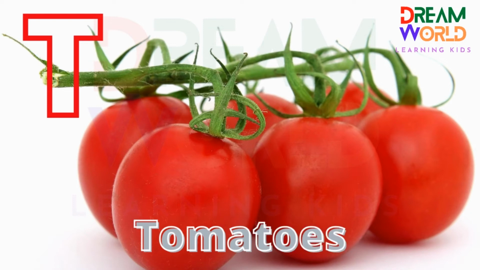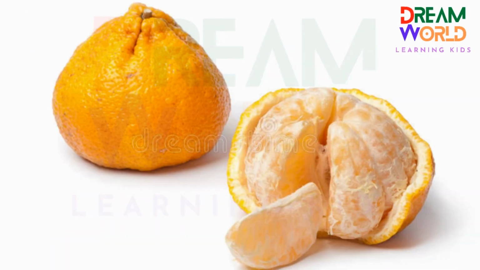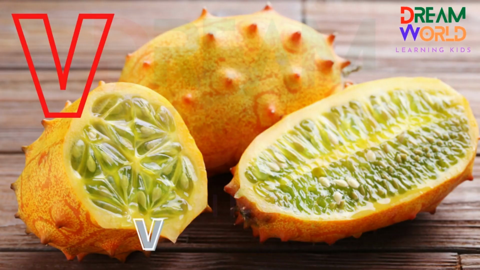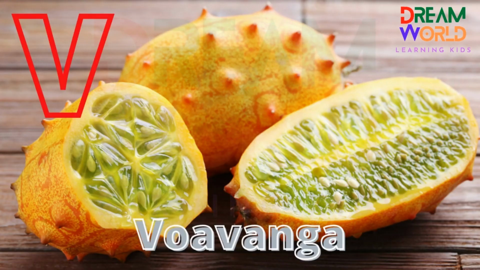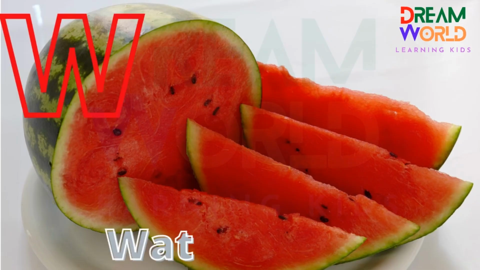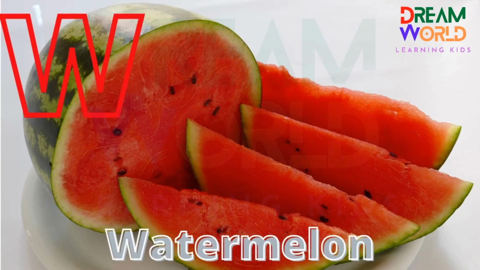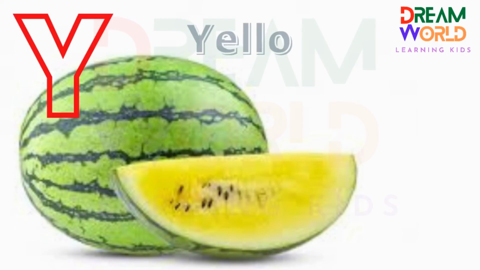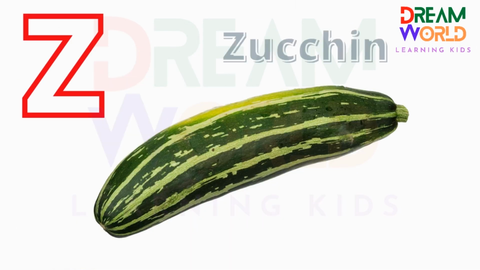T for tomatoes. U for uli fruit. V for voavanga. W for watermelons. X for Xigua melon. Y for yellow watermelon. Z for zucchini.